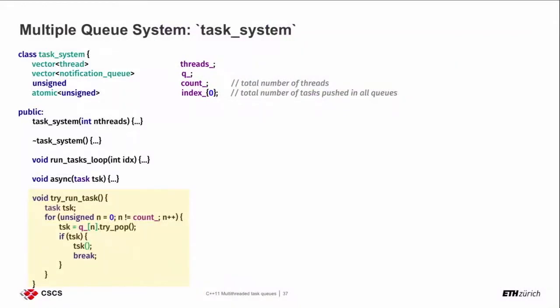Okay, now I'm gonna introduce one more function, the try run task. This task will just start from queue number 0, and it will try to pop a function. If it is able to pop a function, it will execute it and break out. Otherwise, it will try the rest of the queues and try again to pop. But it's not guaranteed to actually execute any function. And we'll see why we need this in a bit.